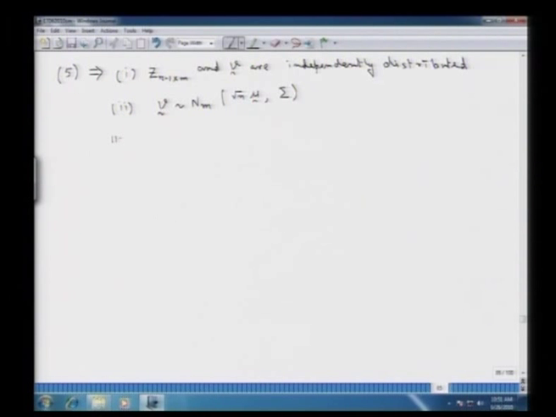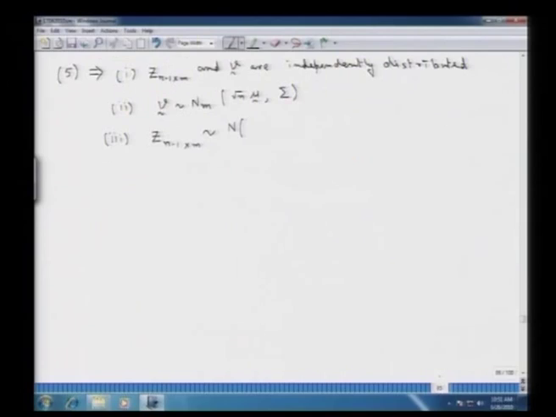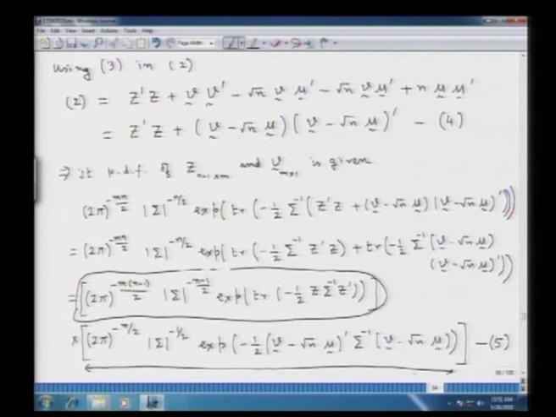And what is the third conclusion that we can draw from that expression? We can also say that this random matrix Z, n minus 1 cross m, has got a matrix normal distribution with what would be the mean matrix. It is easy to see that this is not centered around any mean matrix, and hence the mean matrix is a null matrix. So this has got a matrix normal distribution with null matrix as its mean matrix. And what would be the covariance matrix?